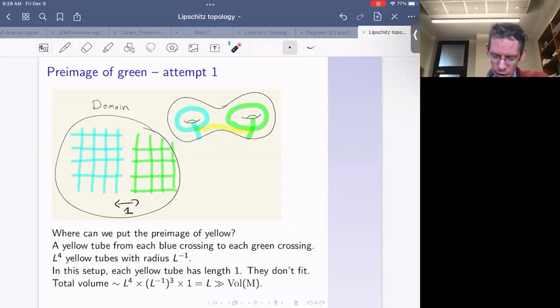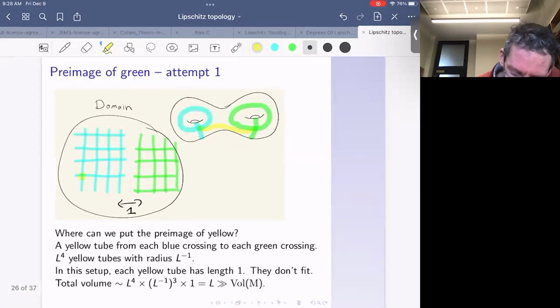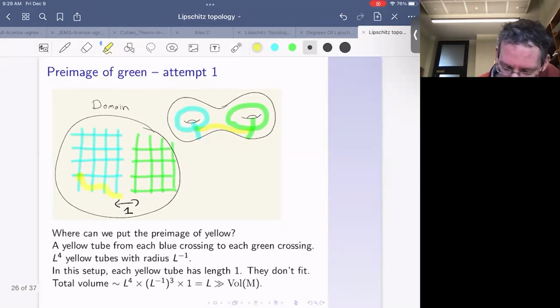Okay, and it turns out that that idea does not work. The problem is we have to figure out where to put these yellow tubes. So there needs to be a yellow tube from each one of these crossings to one of those crossings. So this one could go to any of them. It's not so clear which one should go to which one, but there should be a yellow tube there. There should be a yellow tube there, and so on. And the problem is that there's not enough room for all these yellow tubes.